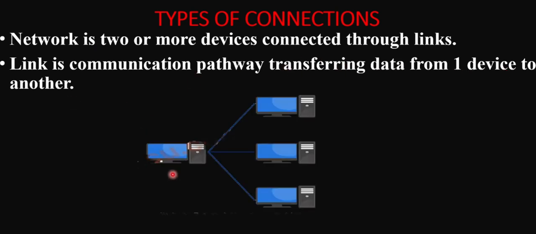Now you can see this example. Here one computer is connected to three other computers. So a network is a connection of devices to one another. In this example, devices are computers. So these lines which you can see are the links which provide the communication pathway between all the computers.